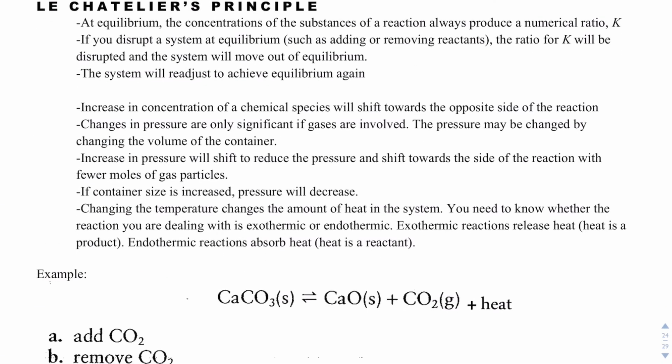Now, in the second half of this video, we're going to go over something called LeChatelier's principle. What this talks about is how to shift a reaction or how to manipulate a reaction. So at equilibrium, the concentrations of substances always produce K, which is a ratio. If you disrupt a system at equilibrium, such as adding or removing reactants, the ratio for K will be disrupted and the system will be out of equilibrium. But systems will always adjust to achieve equilibrium again.